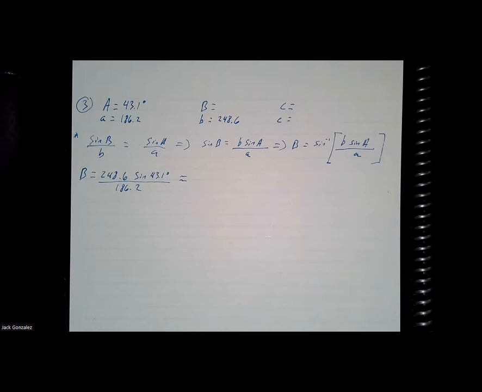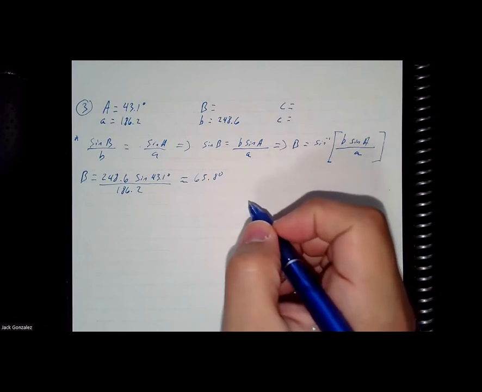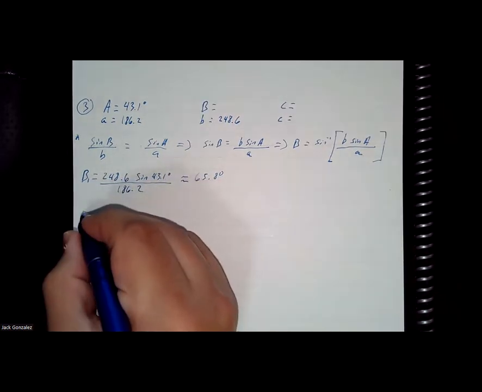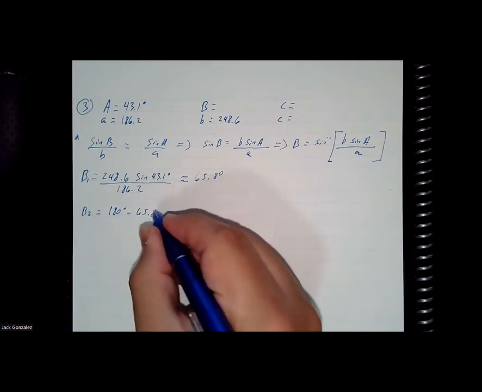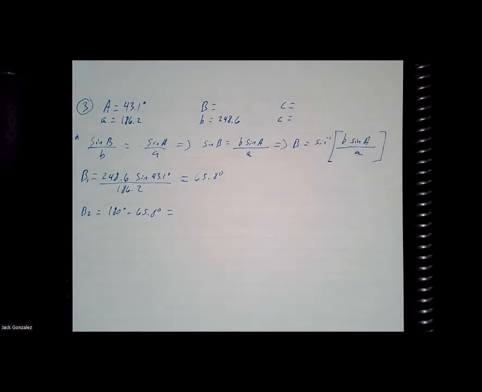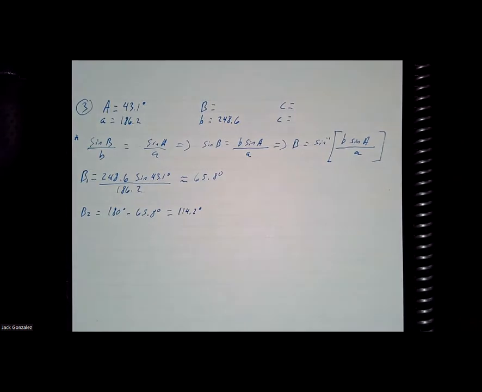Sorry, I got distracted. Let me punch this in. Okay, so once you punch it in, you get 65.8. Then that'll be my B1. B2 will be 180 minus 65.8, which will be 114.2. So this is B2 and B1.